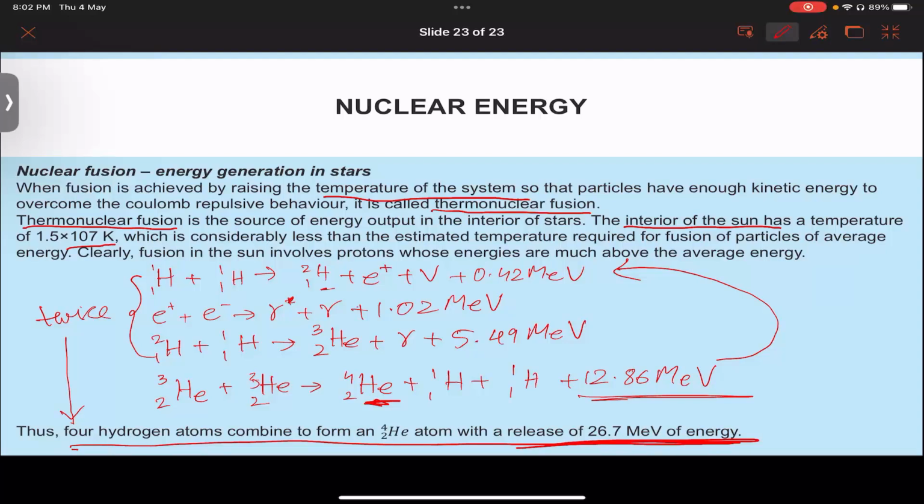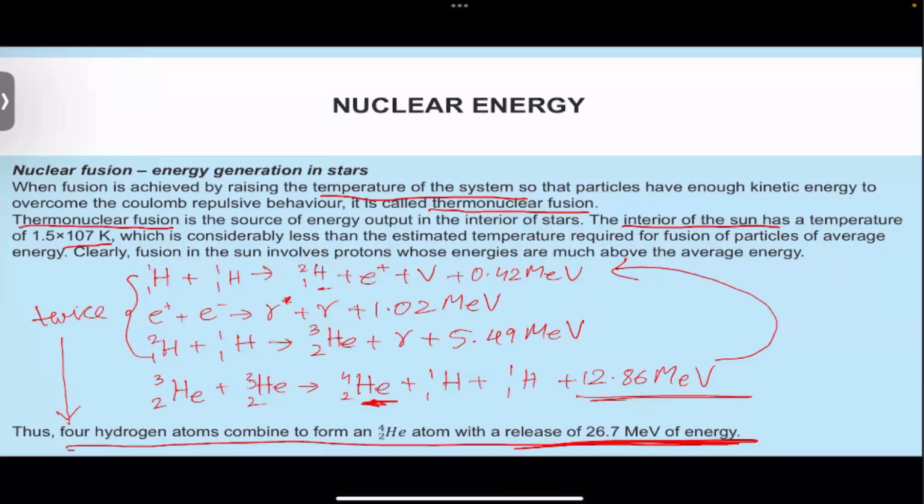So this is a kind of cyclic process, and obviously once the hydrogen burning stops, the sun will start cooling and collapsing, and then again it will raise the core temperature. Then the temperature will increase, and a different kind of reaction will take place. So this is how nuclear fusion takes place.